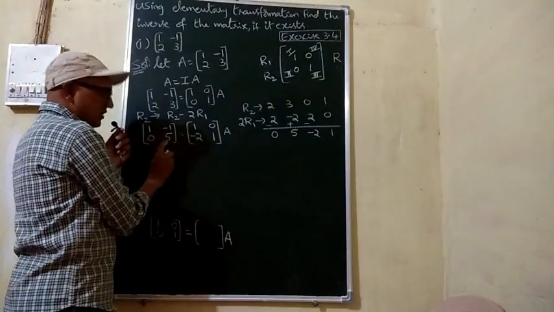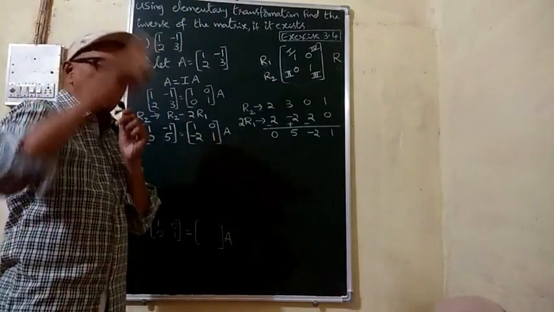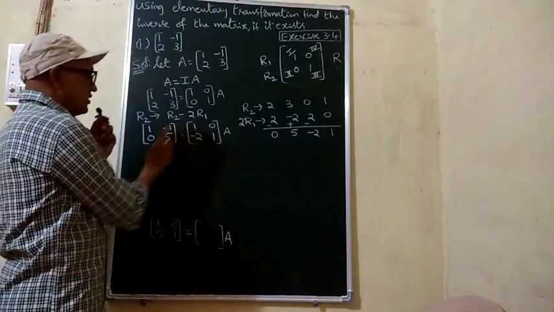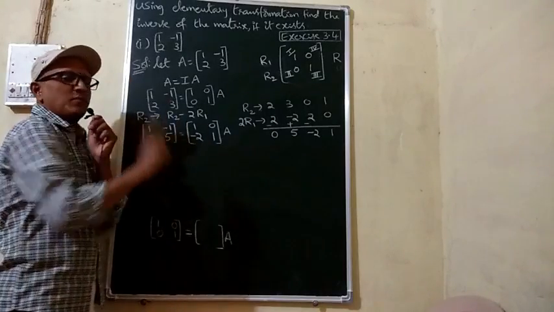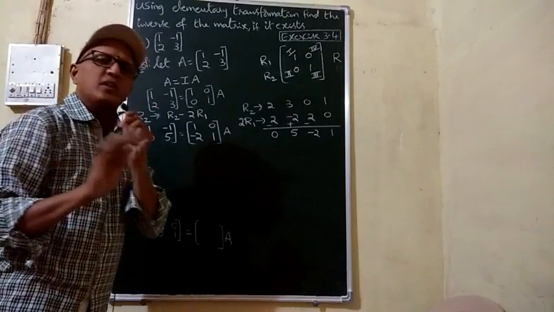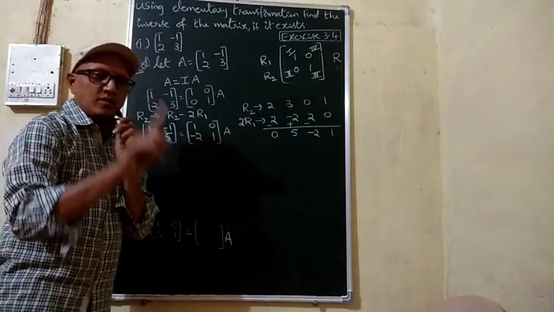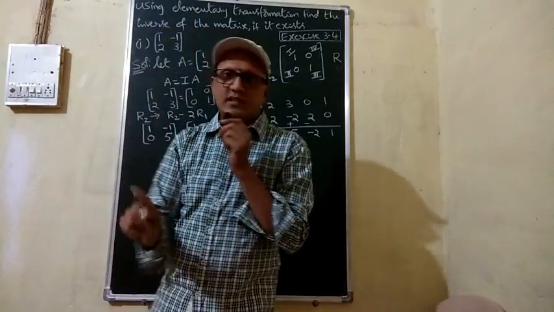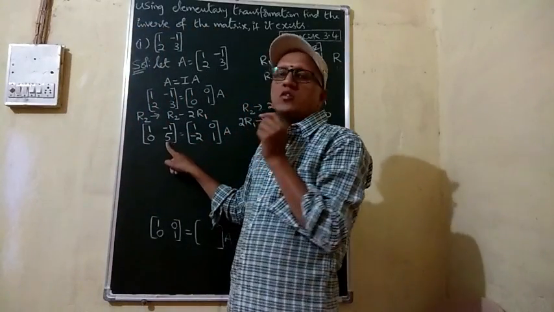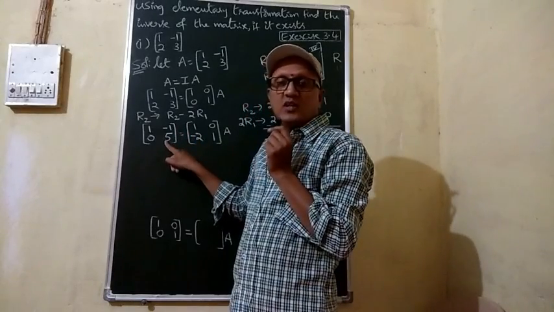If you want Roman letter 3, either it may be row operation or column operation, if you want to get 1 here, you have to multiply with its reciprocal. For example, 5 is here, we have to multiply with 1 by 5. 6 here, we have to multiply with 1 by 6. 9 here, we have to multiply with 1 by 9. Minus 2 is here.